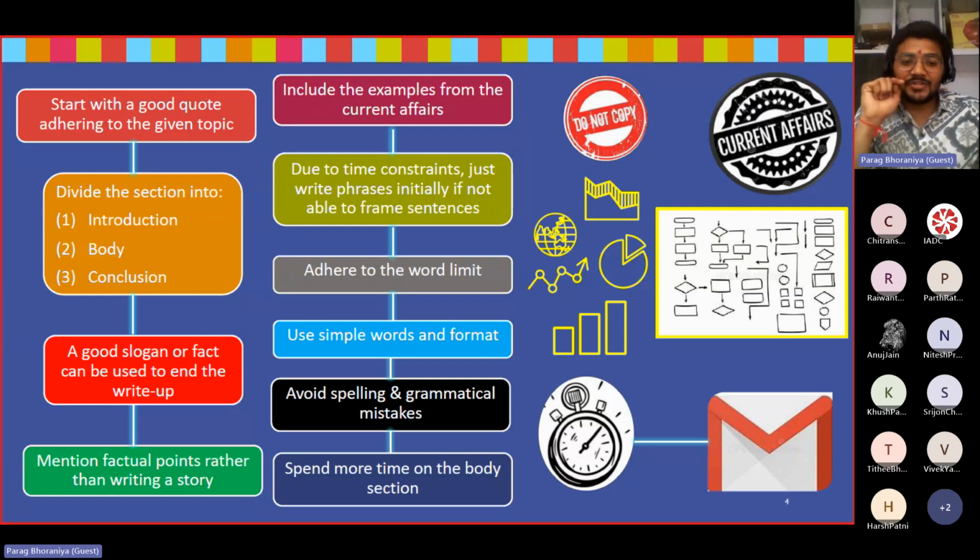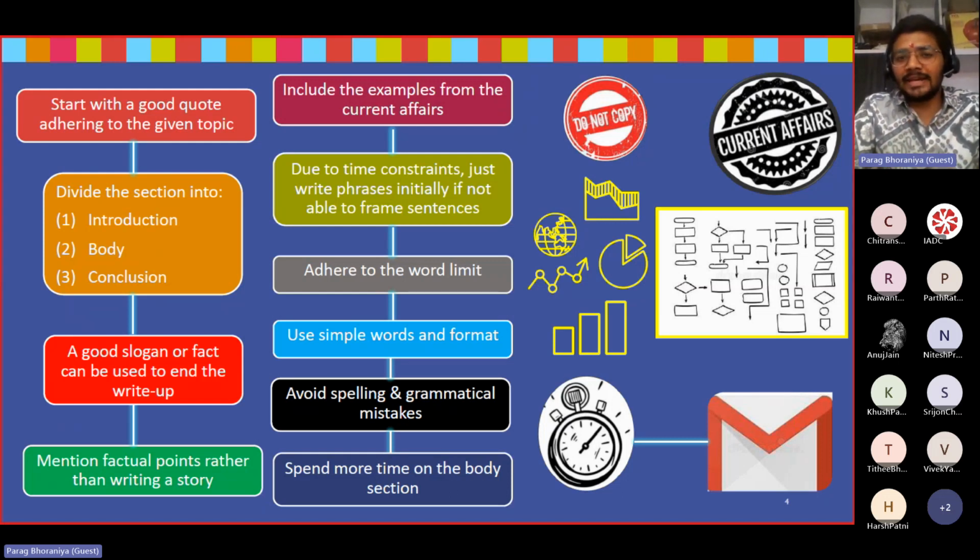Next is mention factual points, then writing a story. Do not write a story. You don't have to write that this was that, this happened. No, don't try to create a story in terms of, like, English language when we do storytelling. No, this is a kind of factual writing. This is a very contained writing that you do where you have to mention the facts, where you have to mention the practicality, not dreams, right? So mention factual points, not a story. You have to be very careful of what you are writing in that.